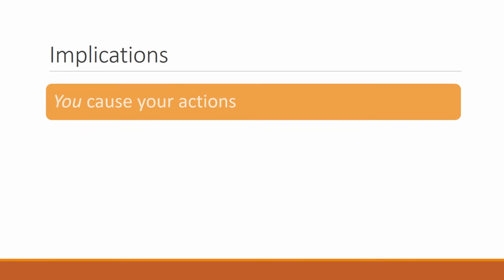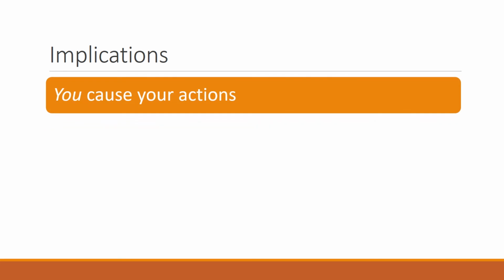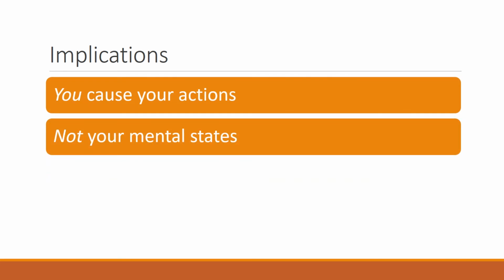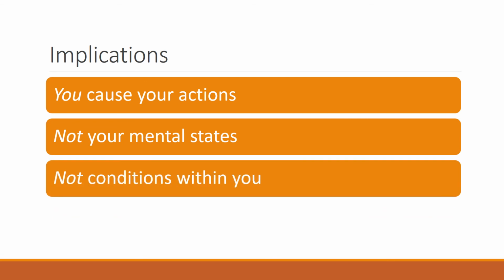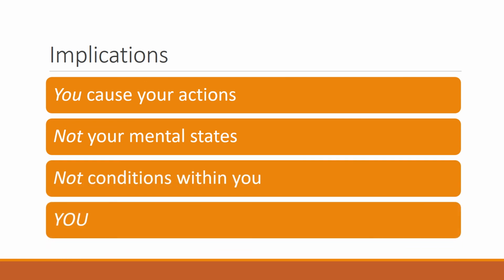Some of the implications of this theory are that you cause your own actions, not your mental states, not conditions within you, you. So it's not the fact that you were thinking of a particular thing that causes you to choose one action rather than another. It's you that chooses one action rather than another.